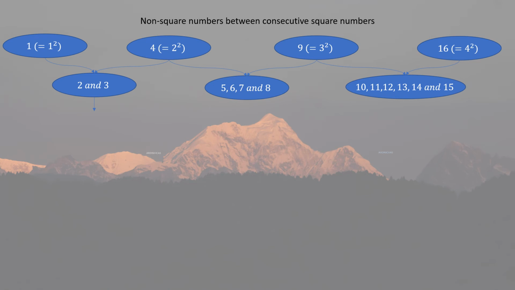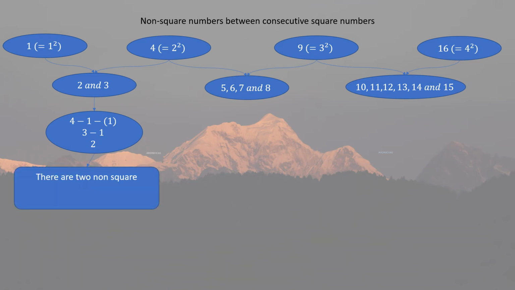So between 1 and 4, if I take the larger square minus the smaller square minus 1, 4 minus 1 is 3. So it becomes 3 minus 1, and 3 minus 1 is 2. We know that 2 and 3 are the non-square numbers between 1 and 4, that is, there are two numbers. So there are two non-square numbers between the square numbers 1 and 4.